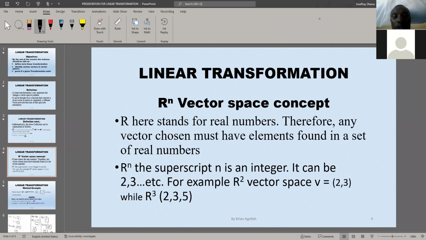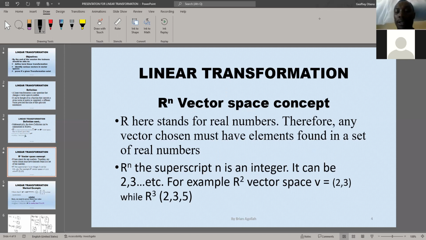So let us get the concept of vector spaces. As I said earlier, R stands for real numbers, and therefore any vector chosen from here must have elements found in the set of real numbers. In R^n, the superscript n is an integer, and it can be 2, 3, up to n.